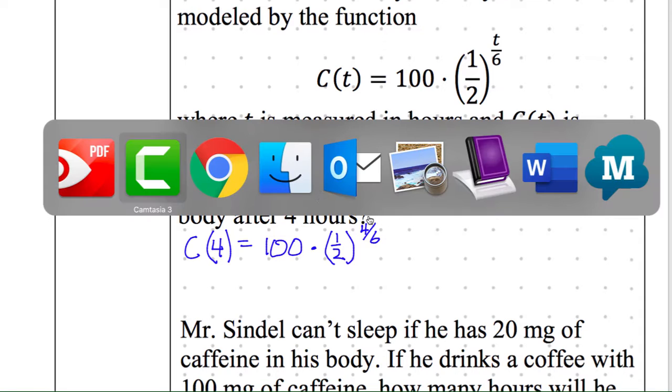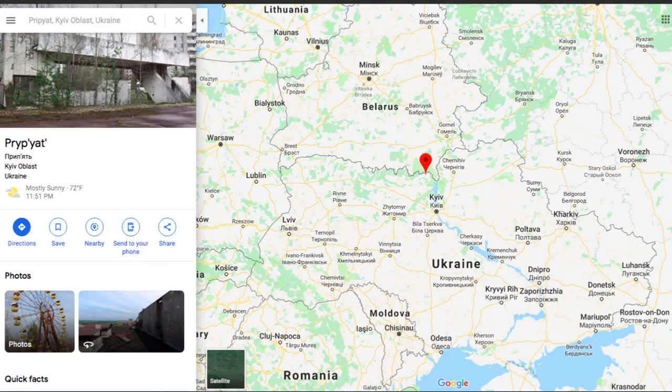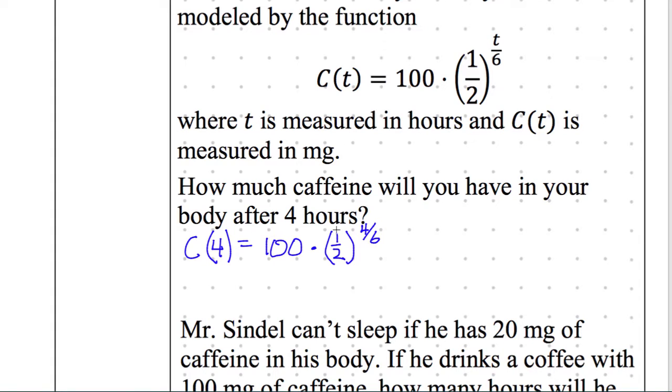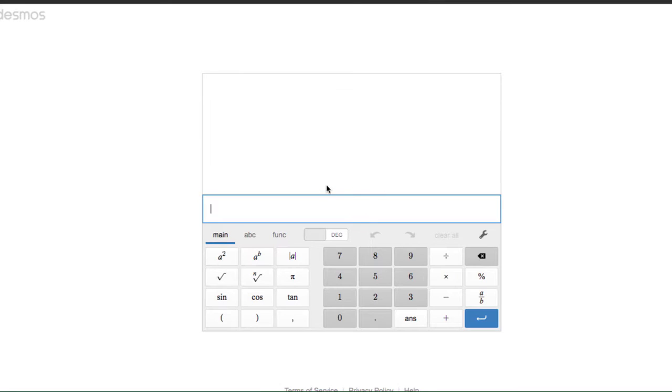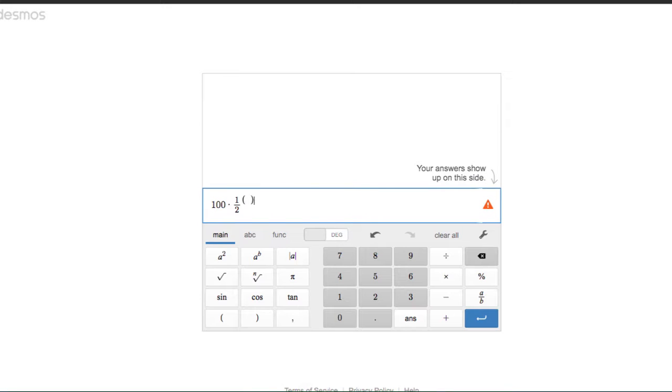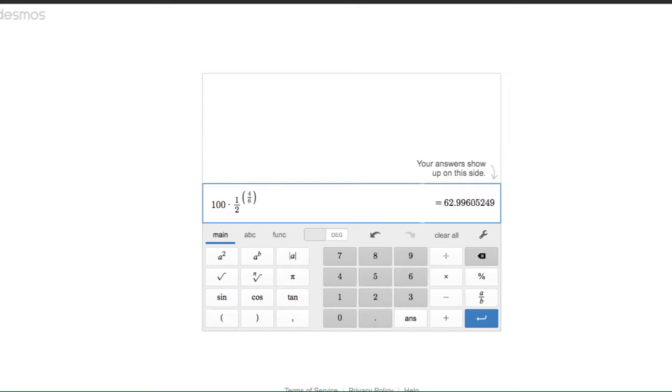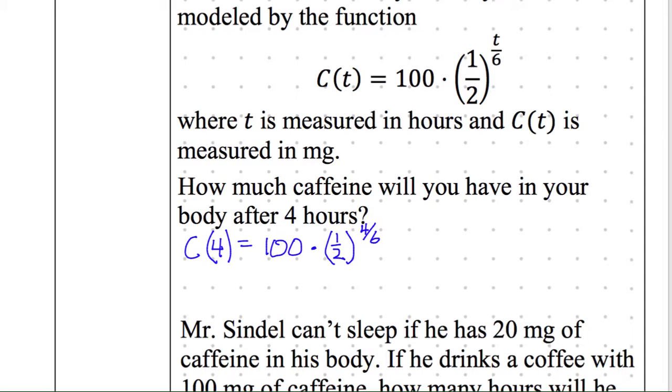I will do that for you. The calculator that I'm going to be using is the Desmos Scientific. So 100 times 1/2 to the power of, in parentheses, 4 divided by 6. And I will have roughly 63 milligrams of caffeine, rounding. Pretty straightforward.